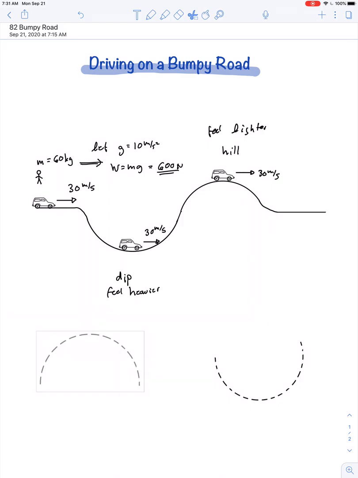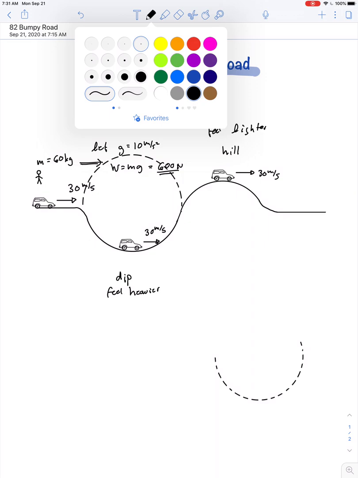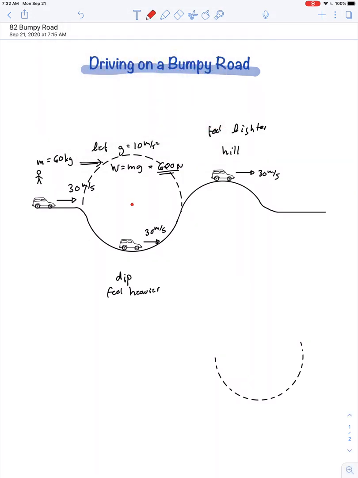So we can picture the curvature of the dip as being a portion of a circle. So let's give a radius of curvature. Let's say the radius of curvature is equal to 100 meters. And likewise, as you go over the top of the hill, we can also say that represents a portion of a circle, and we'll make a radius of curvature there. We'll say in this case, the radius of curvature is a little less. Maybe here it's 80 meters.